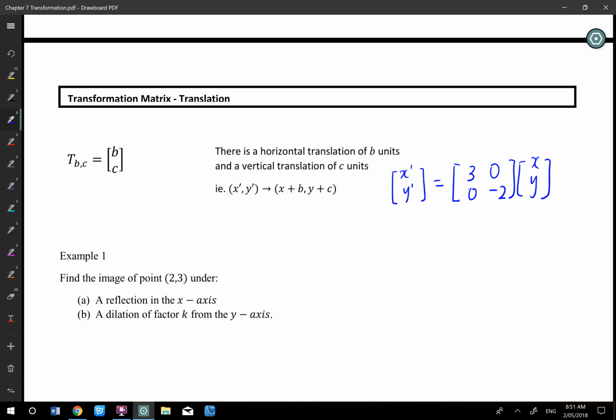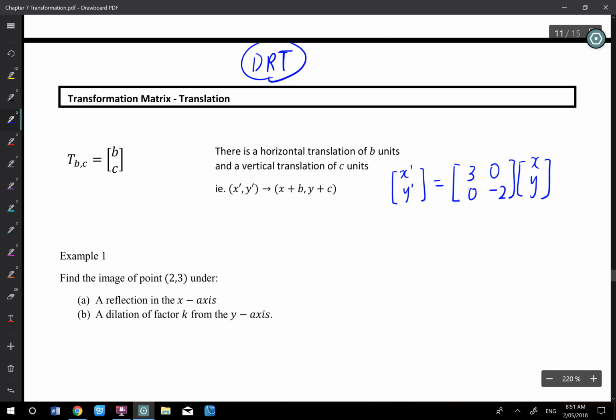Because I said a dilation factor can only be positive, when there's a negative, it must mean reflection. I can combine dilation and reflection together in one matrix. Everything can be done in one matrix. One last thing is translation. If you do matrices, you must follow the DRT order.